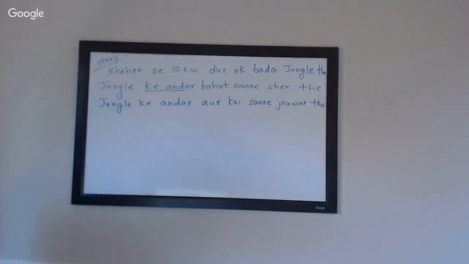Follow with me, okay? This might be a bit complicated for some of you, but just follow along and try to see what you can understand and what is not clear. So that way, जंगल के अंदर और कई सारे जानवर थे.